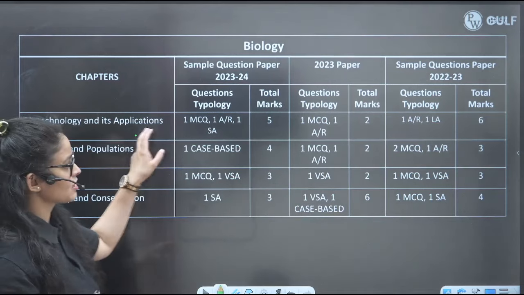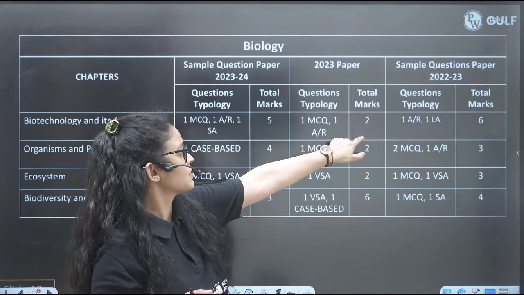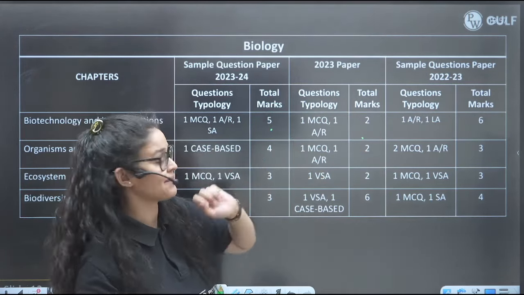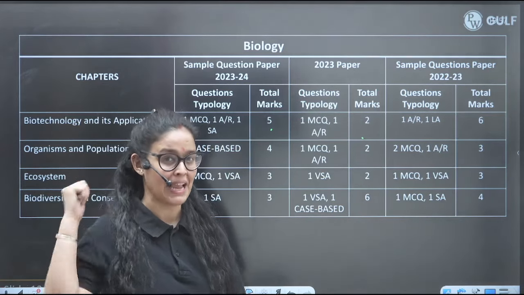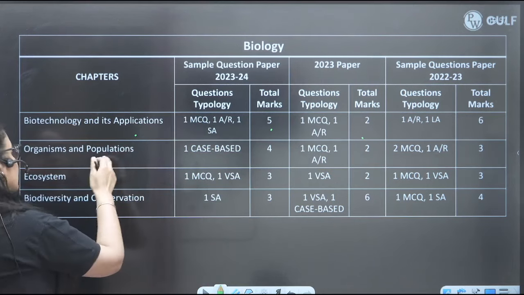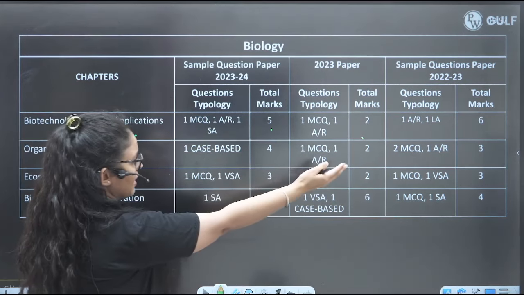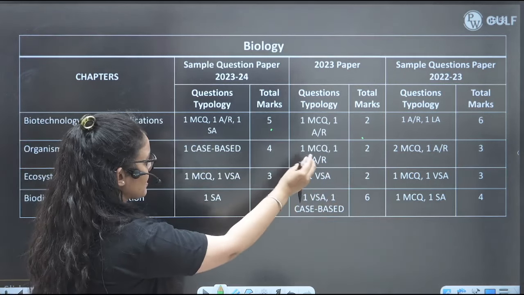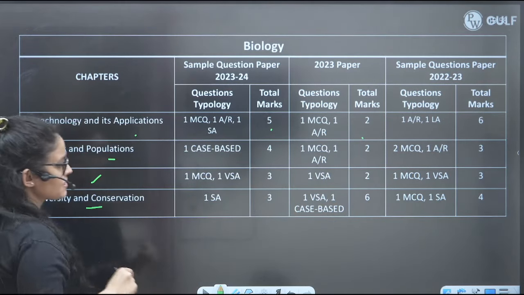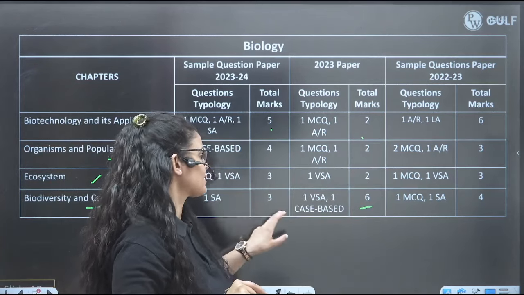Next, applications: they asked 6 questions in 22, 2 questions in 2023, and this time they have asked 5 questions. And this chapter is super easy, even easier than the previous part, right? Next, organism and population: they asked 3 questions, 2, and now 4. Ecosystem: they have given 3 questions, 2, 3. Biodiversity: earlier 4, 6 and this time 3.